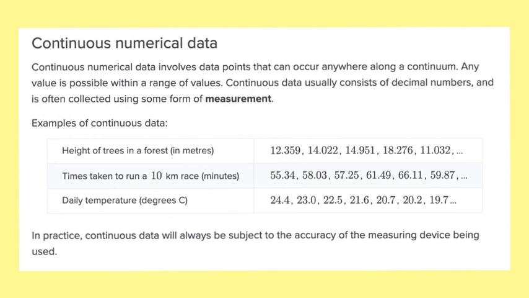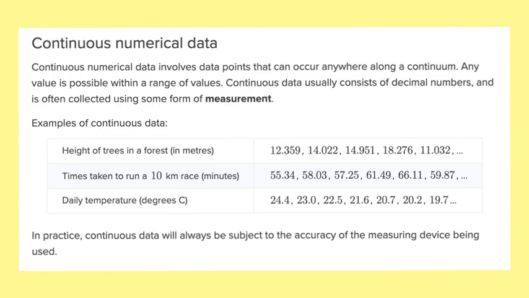Time taken to run a 10-kilometer race: 55.34, 58.03, 57.25, etc. Daily temperature: 24.4, 23.0, 21.6, 19.7. In practice, continuous data will always be subject to the accuracy of the measuring device being used.